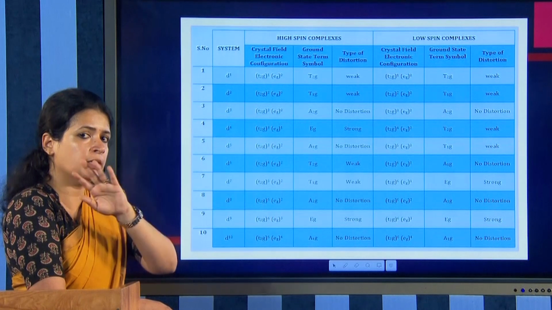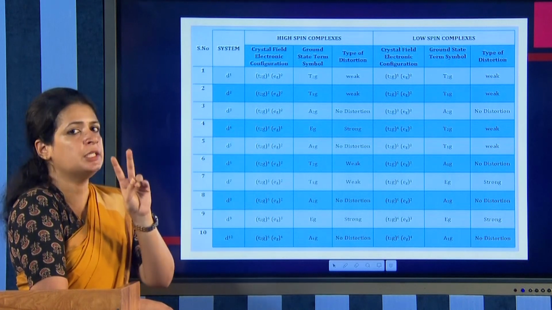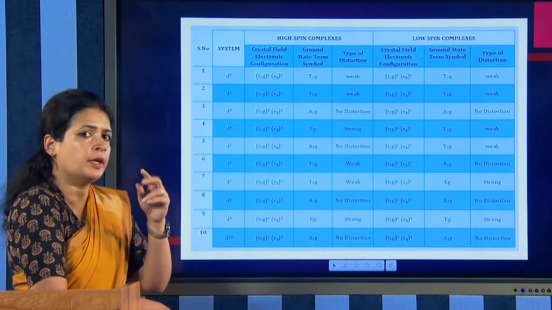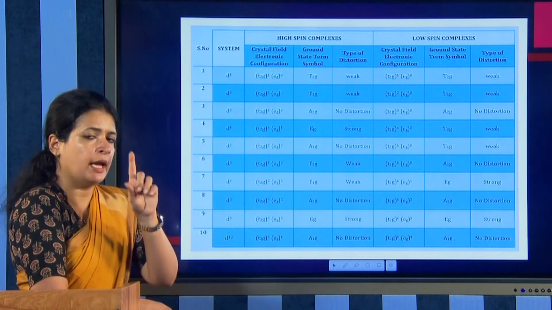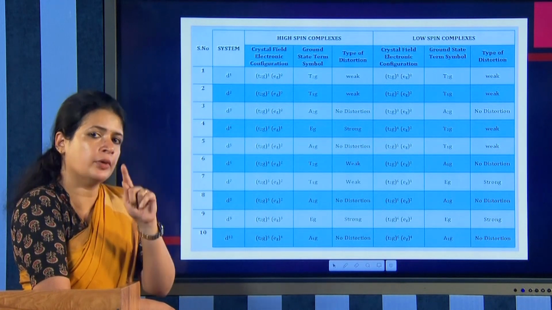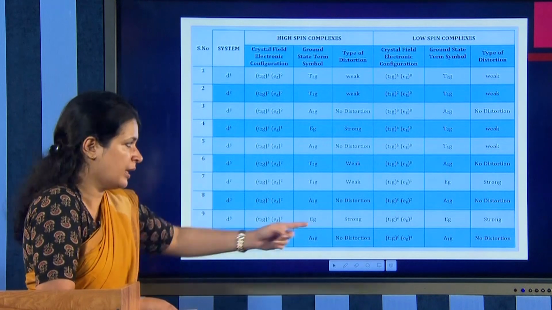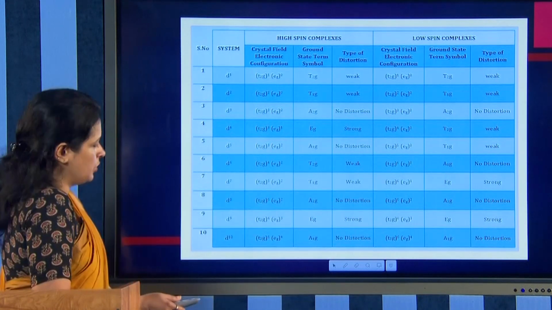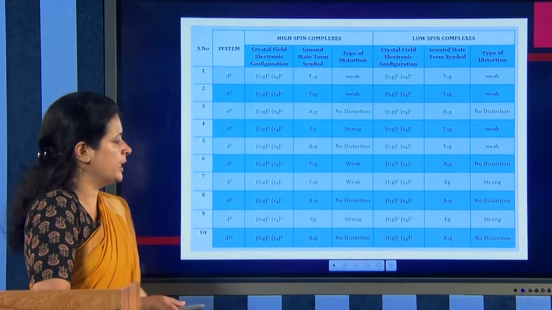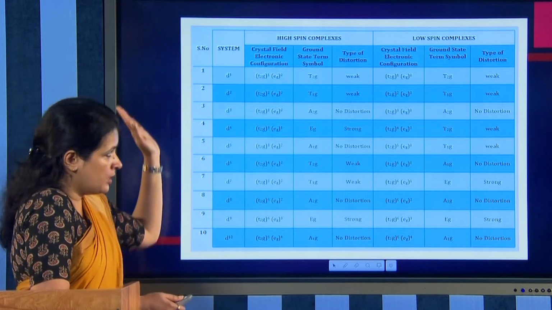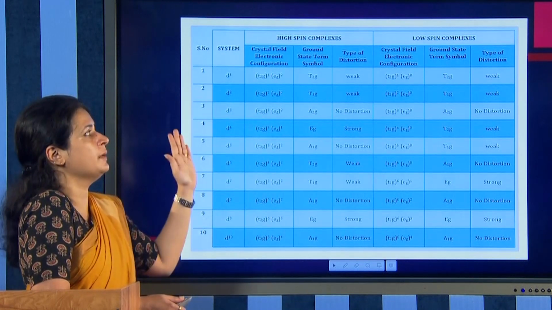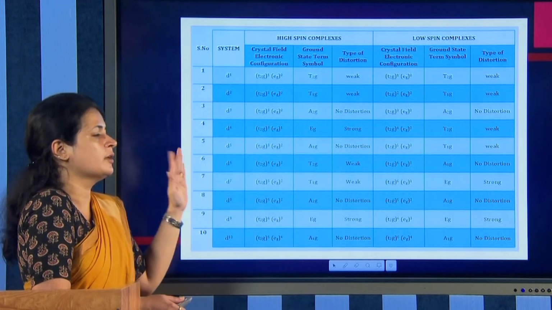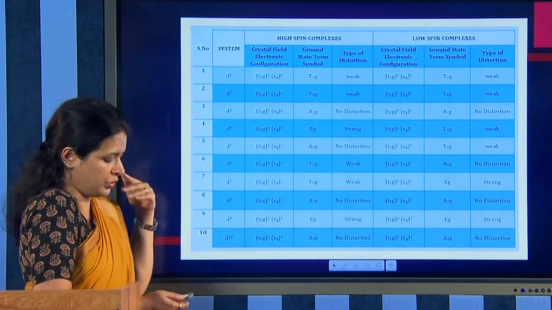D9 means after the symmetric arrangement of the eg orbital, the ninth one has two options: either it can occupy dx square minus y square or dz square. That is why there is a strong distortion. And d10, obviously there will be no distortion. So, these are the cases of high spin and low spin complexes showing Jahn-Teller distortion.